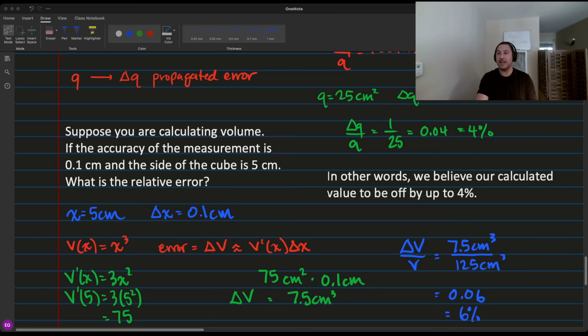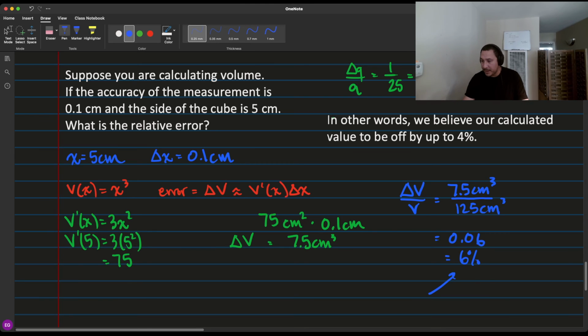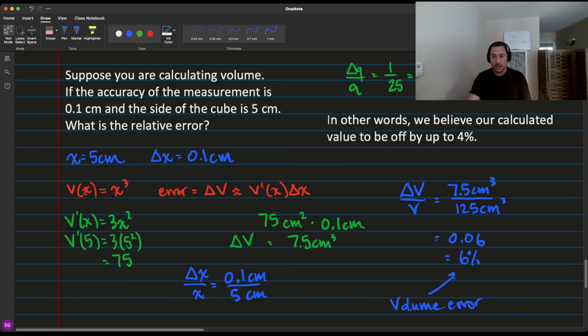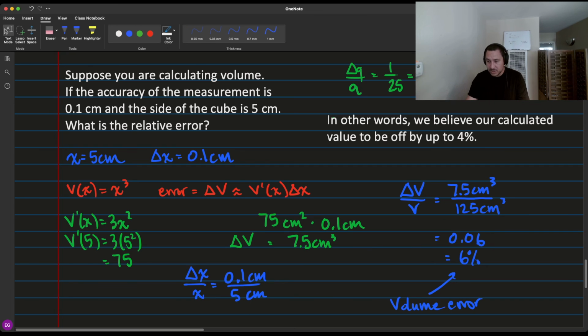Now, this is sort of crazy, because this is what the volume could be off by, relatively. Now, what was our measurement error? That's going to be delta x over x. Remember, our delta x was 0.1 centimeters. Our x was 5 centimeters. What is 0.1 over 5? That's 0.02, which is 2%.